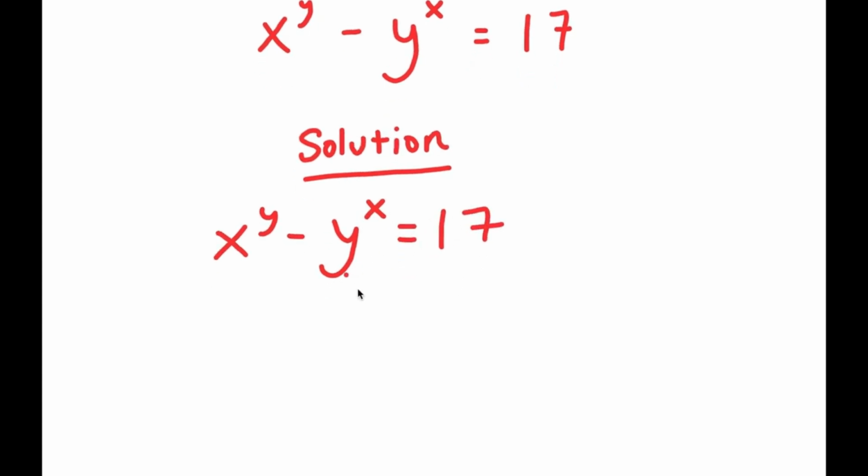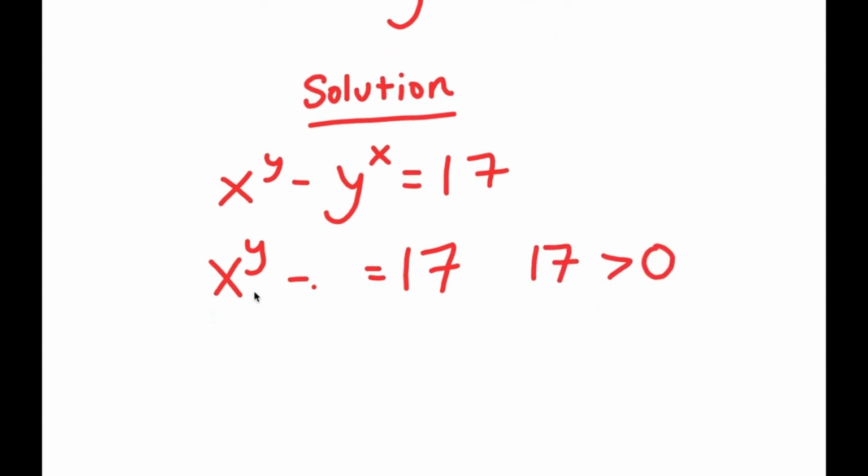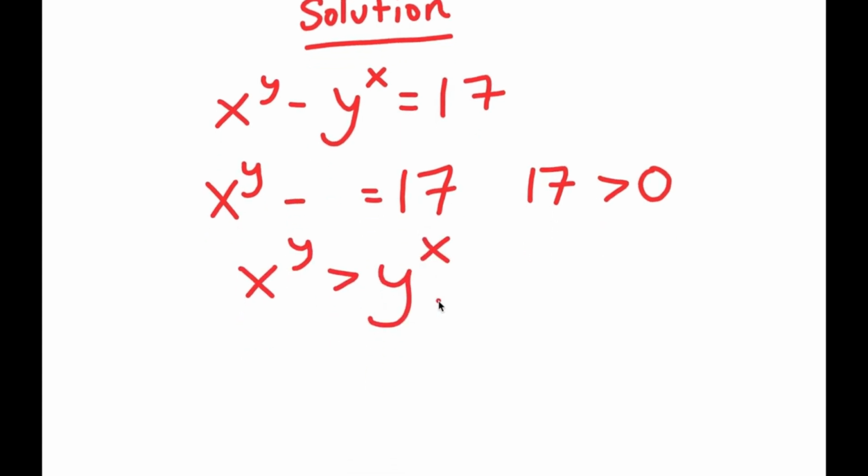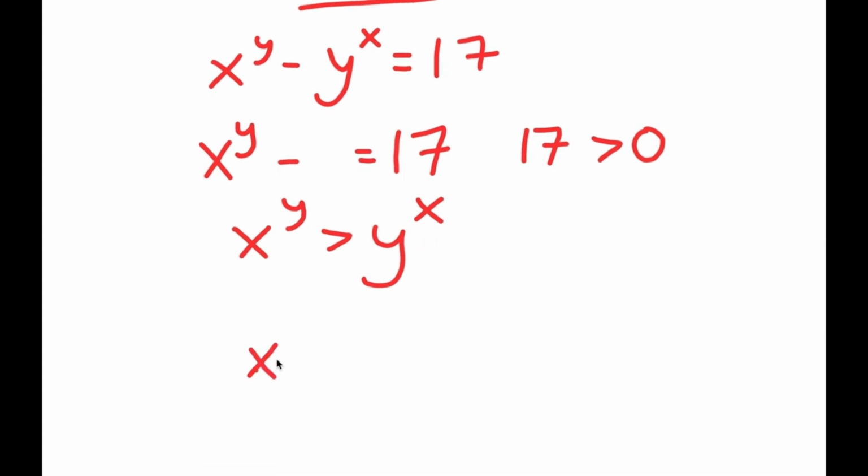Now, to start, just by looking at this equation, what can we infer? Well, notice how we have x to the power of y minus something is equal to 17. And 17 is greater than 0, right? Meaning, x to the power of y is greater than y to the power of x. And this also must mean that x is greater than y, and y is greater than 0.